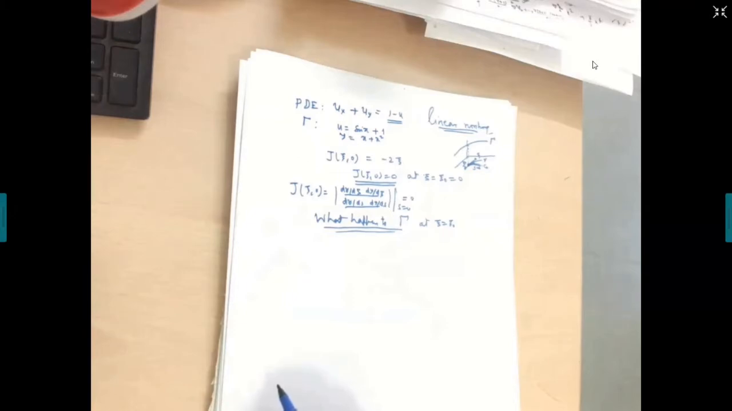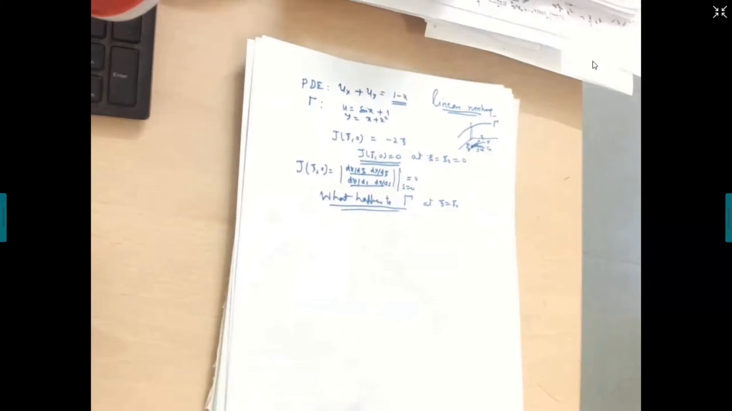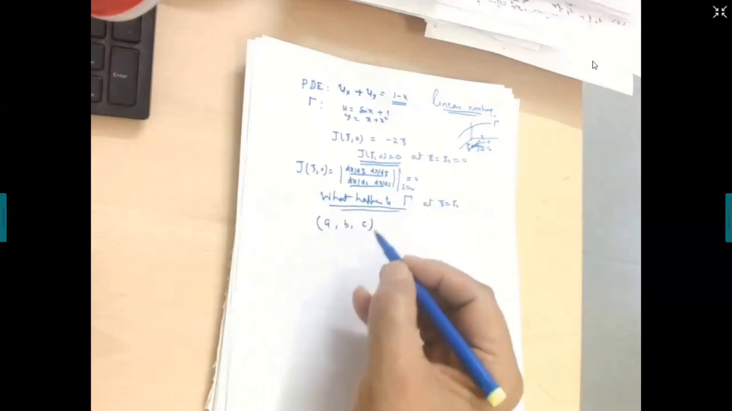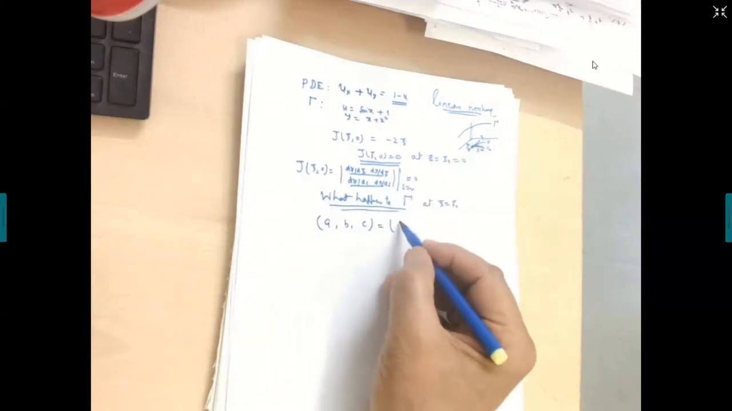Is it a characteristic or not? May or may not. So how to find out? What is the way? How will we find out? We will find out A, B, C. What are these entities A, B, C?